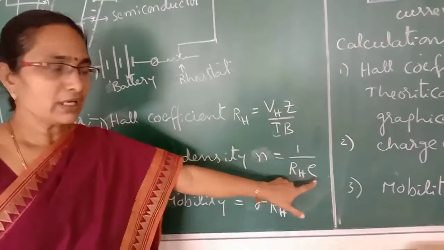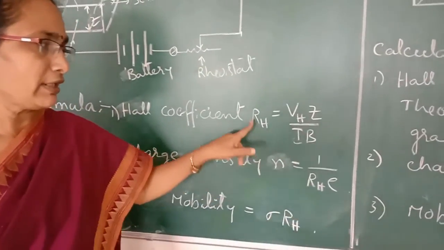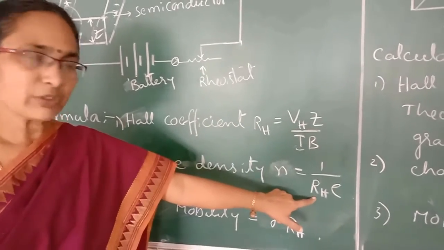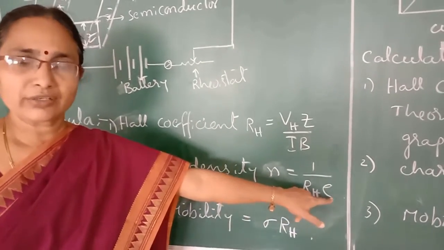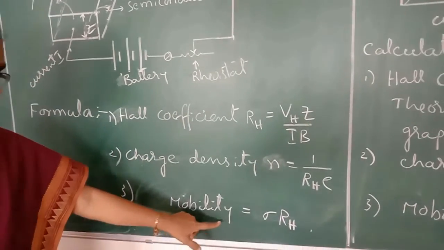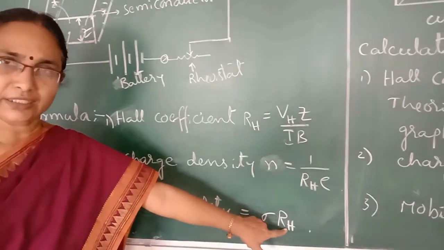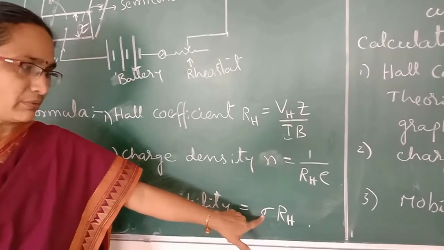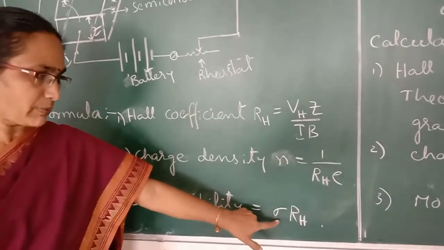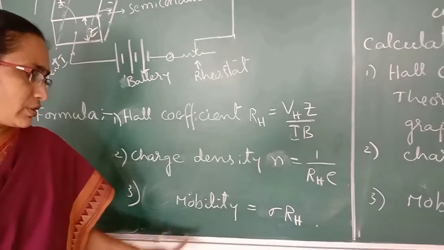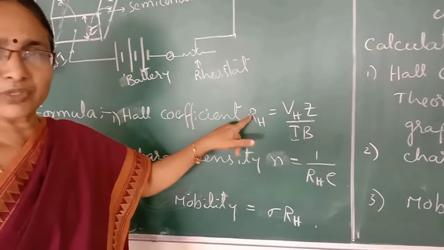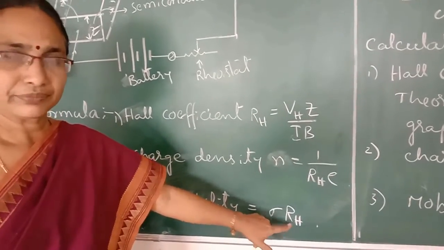E is the charge of the electron, and RH is the Hall coefficient that we calculated here. So we are going to take this value directly from here and substitute it here. E is the charge of the electron, which is a constant. Mobility is also calculated by the formula sigma RH. The conductivity value sigma is already given as a fixed value in our experiment, which is equal to 0.1. So mobility is calculated to be sigma into RH. The RH value we are going to take from this formula and put it here.